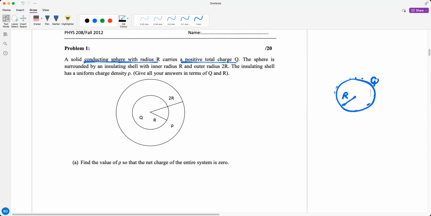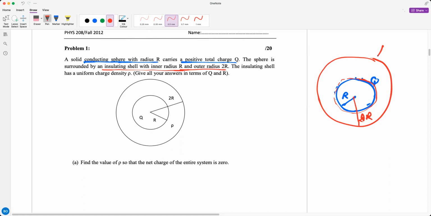The sphere is surrounded by an insulating shell with inner radius r, so it's a shell. It's like a donut that you put around a conducting sphere, with outer radius 2r. So we have a shell, this one, and this radius is 2r, and it is insulating.